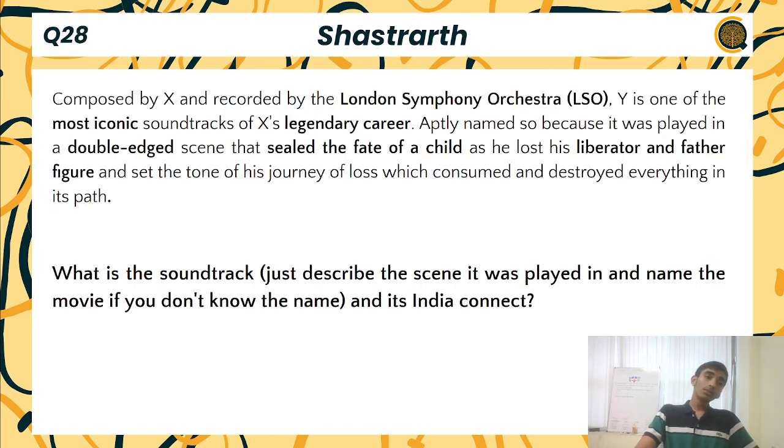Right, moving on. Question number 28. Composed by X and recorded by the London Symphony Orchestra, Y is one of the most iconic soundtracks of X's legendary career. Aptly named so because it was played in a double edged scene that sealed the fate of a child as he lost his liberator and father figure and set the tone of his journey of loss, which consumed and destroyed everything in its path.